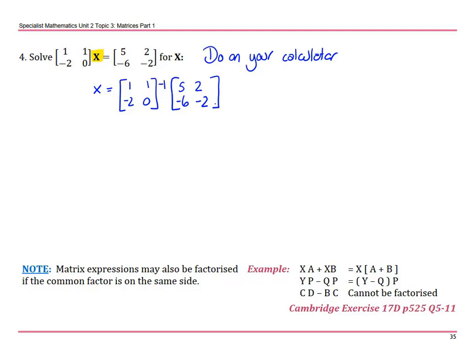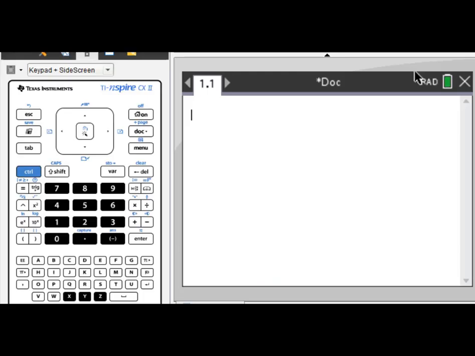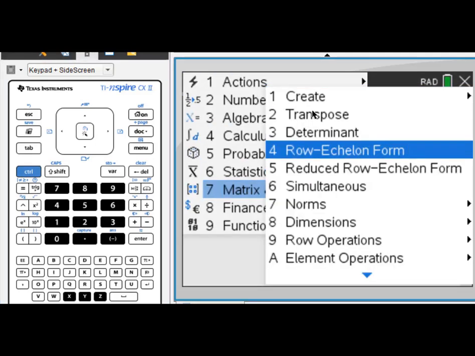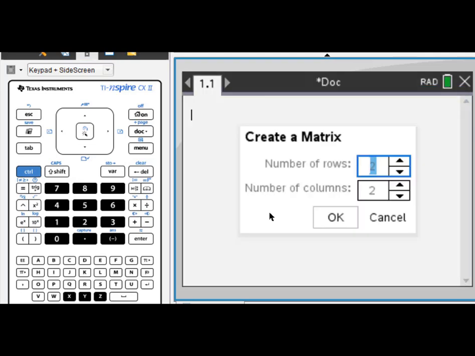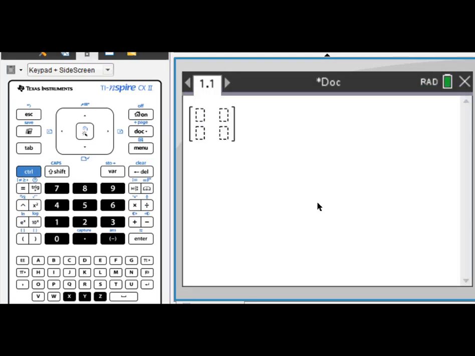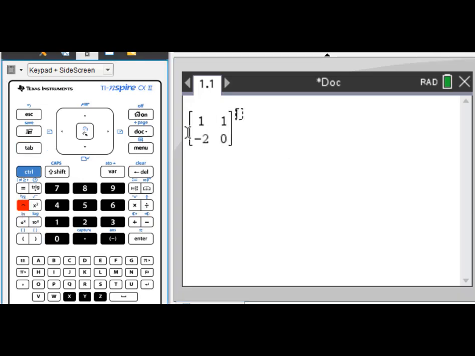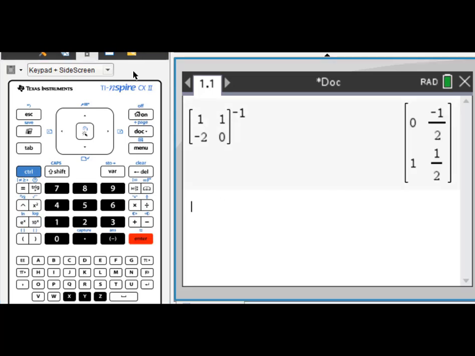So let's go to our calculator and work out what that inverse matrix is to start with. So let's find the inverse. Menu, matrix vector, create matrix. It's a 2 by 2, and it's 1, 1, negative 2, 0. And we want the inverse of that, so the power of negative 1. So there's our inverse matrix.